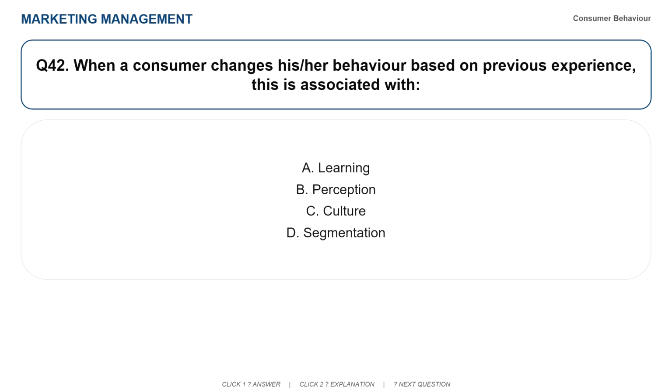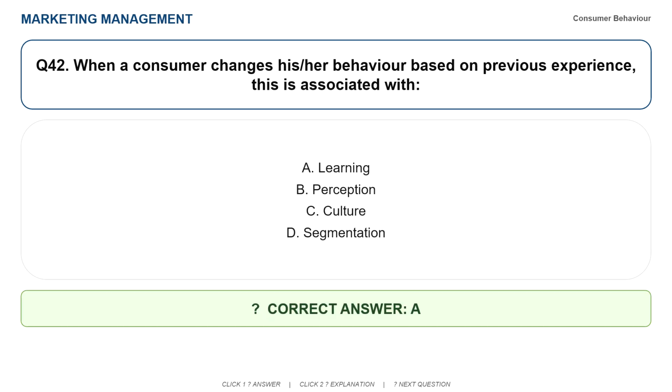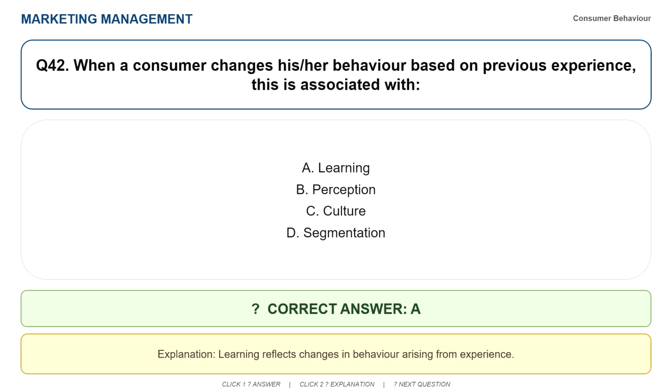Question 42. When a consumer changes his/her behavior based on previous experience, this is associated with. Option A, learning. Option B, perception. Option C, culture. Option D, segmentation. The correct answer is A. Explanation. Learning reflects changes in behavior arising from experience.